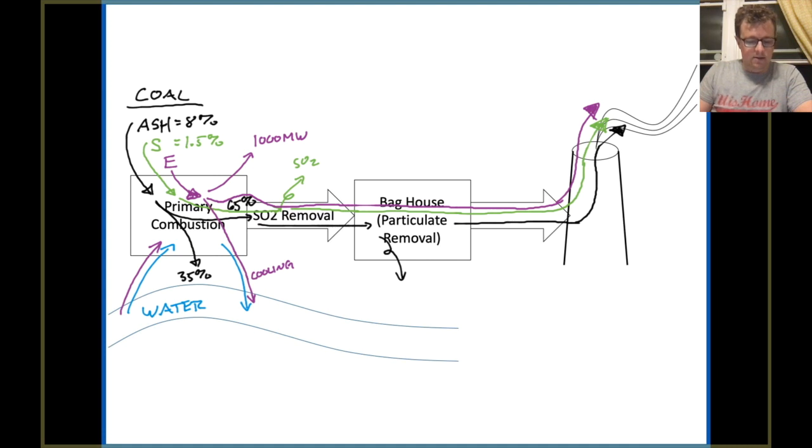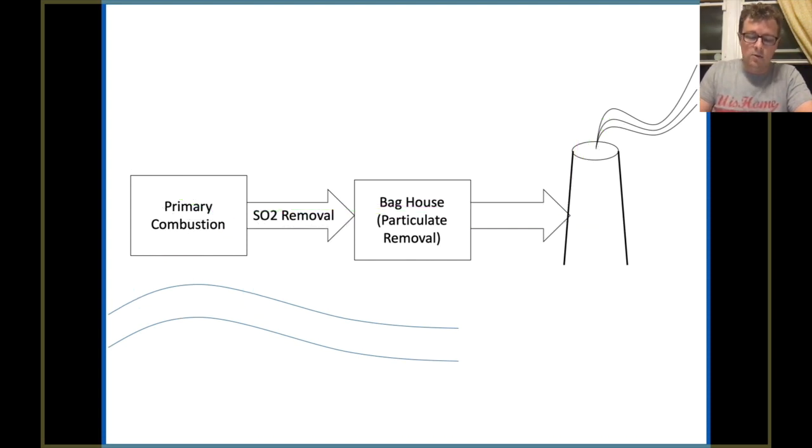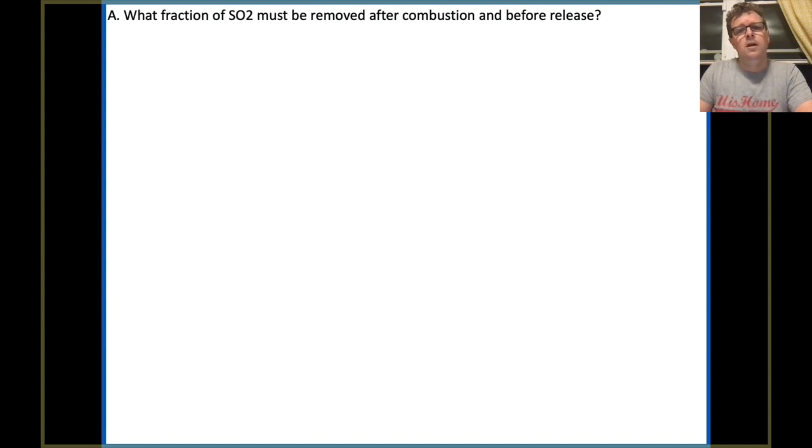Okay, so we've got a problem keeping track of ash, sulfur, energy, and water. And we've got these components that include the primary combustion chamber, a plug flow reactor to treat our sulfur dioxide, what we're told to envision operating like a CSTR to deal with our particulates, and then an ultimate release back into the atmosphere. So we'll work through this problem by problem.